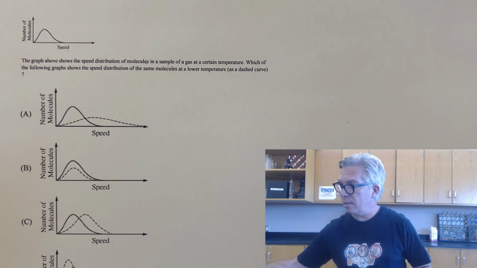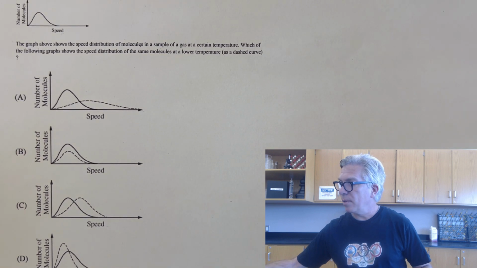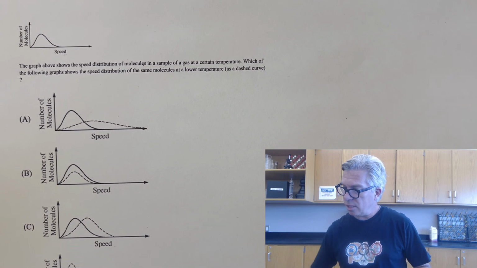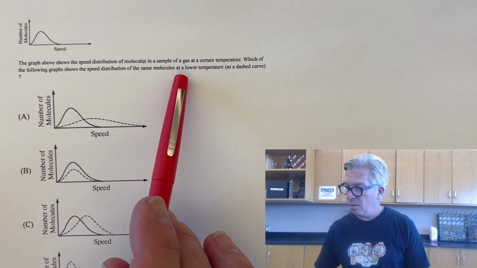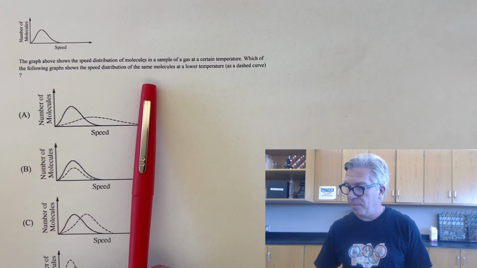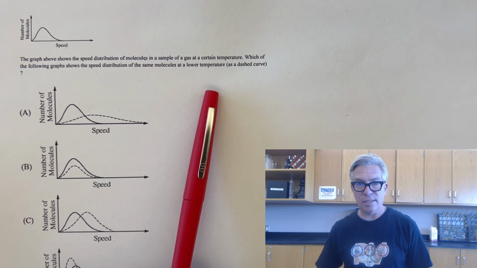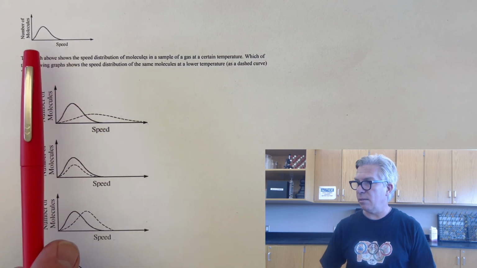All right, here we go. Here's our Maxwell-Boltzmann distribution. The graph above shows the speed distribution of molecules in a sample of a gas at a certain temperature. Which of the following graphs shows the speed distribution of the same molecules at a lower temperature as a dashed curve? Okay, so we have to think to ourselves, this is what it looks like at the beginning.